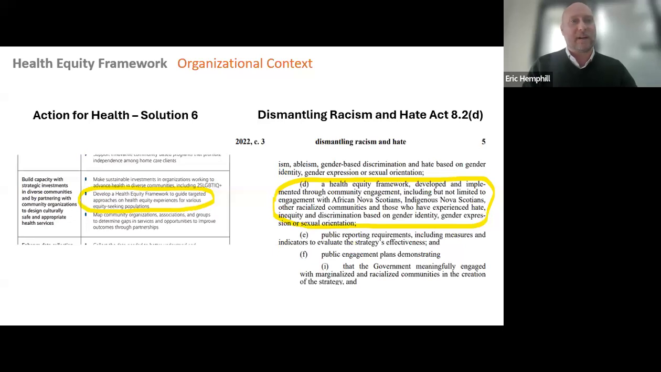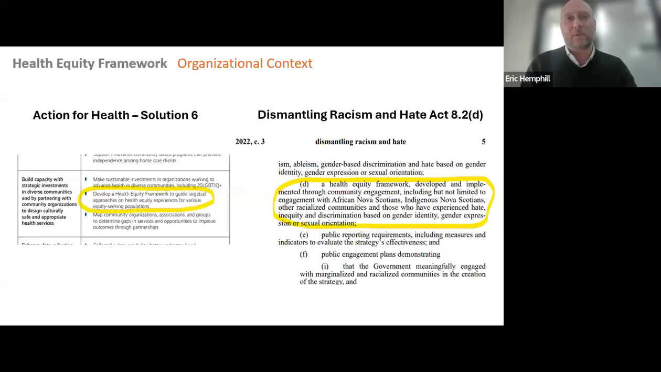The second is that it's also found under our current government's health plan, and it's called Action for Health. Under Action for Health, there are 6 solutions. Solution 6 is where the health equity framework is actually named. So not only do we have a legislative imperative to deliver on this, to develop first, of course, and now deliver and implement, but we are also named as a priority in terms of what government has identified in its own mandate in delivering on health service system improvement. So Action for Health is really just a system change guide in terms of what this government is looking for with respect to our health system in general. So that's kind of how it's situated.